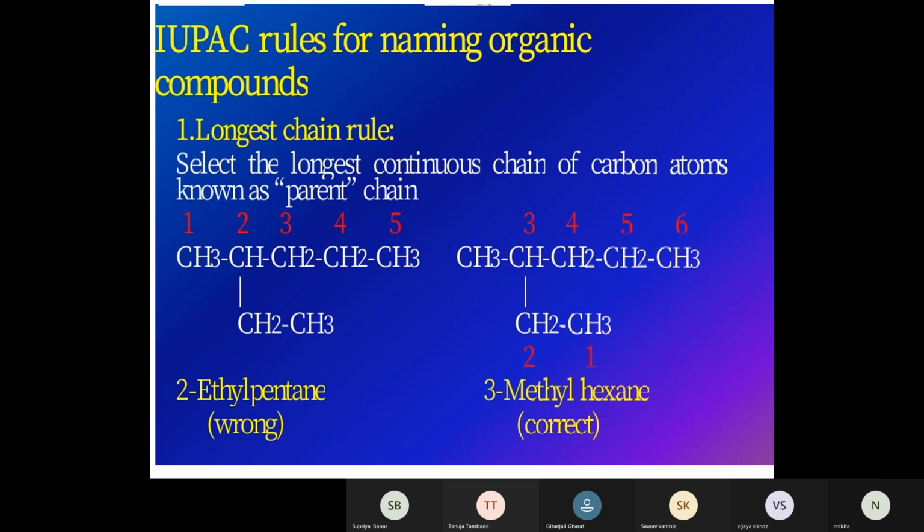Now see, it is the first rule for IUPAC nomenclature: the longest chain rule. Select the longest continuous chain of carbon atoms, known as the parent chain. There are two examples given. In the first there is CH3, CH, CH2, CH2, CH3.